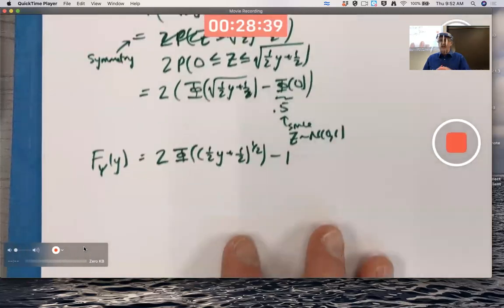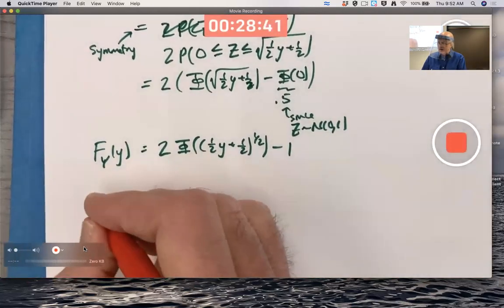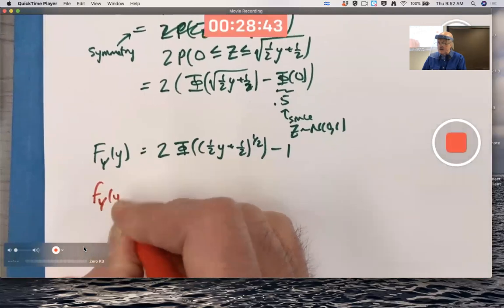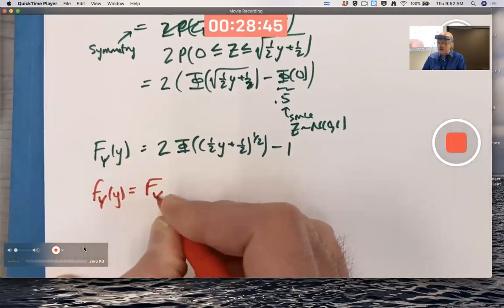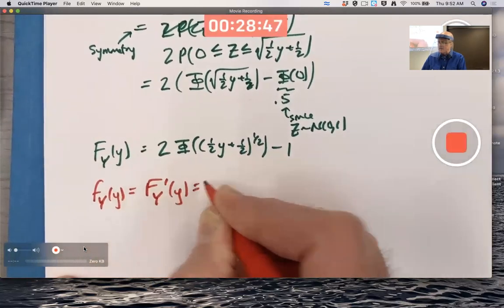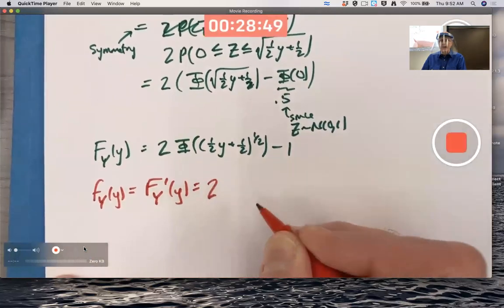But now we differentiate it to find the PDF of Y. So we need to use the chain rule.